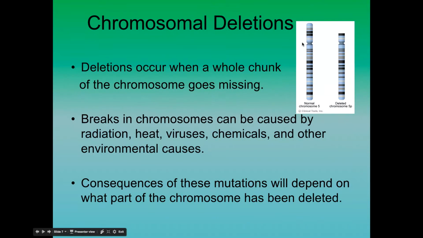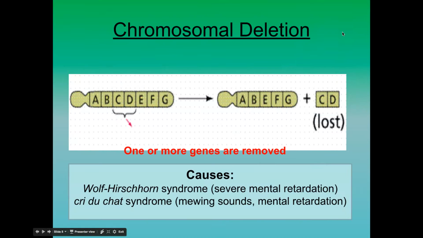So deletion, here's an example of a deletion. You might have your normal chromosome here. You simply just lose a part of it. Here's a great example of a deletion. You can see here I've illustrated a chromosome that has these genes, A, B, C, D, E, F, and G. And then over here, this might be a chromosomal deletion where we've lost the genes C and D, so they just get deleted out of the chromosome. So this would cause a number of your genes to be removed. You're not making those proteins anymore, so they can cause a number of pretty severe effects.